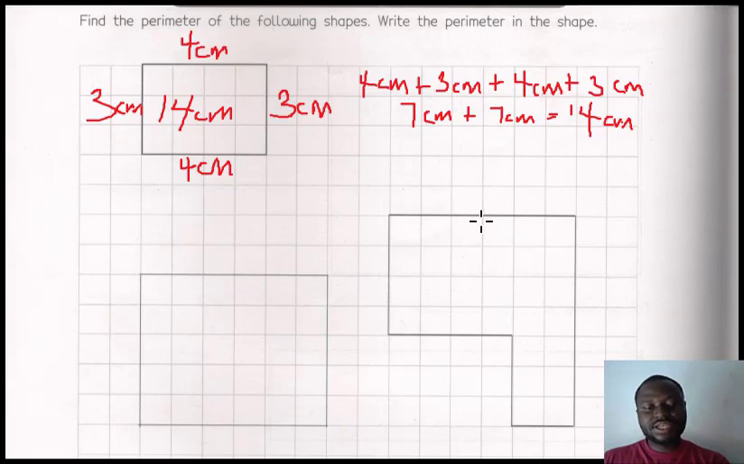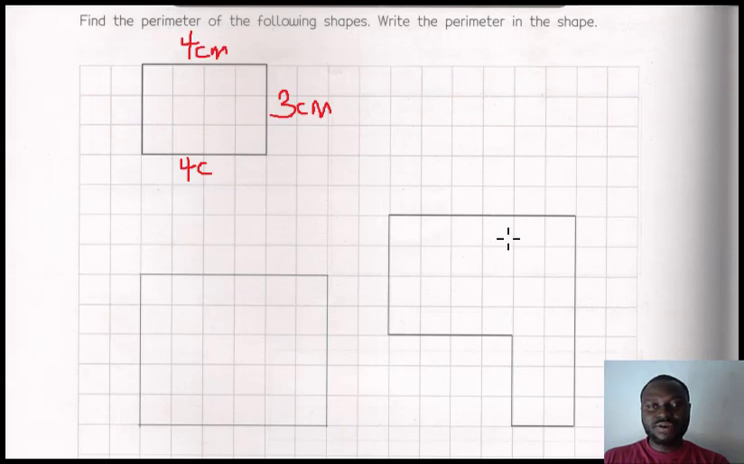Now let's look at how to find the perimeter of this other shape, and we are going to use the same method, the same procedure. So as I said, I can decide to move step by step and go around the shape. So doing that, from this point to this point is 1 centimeter.